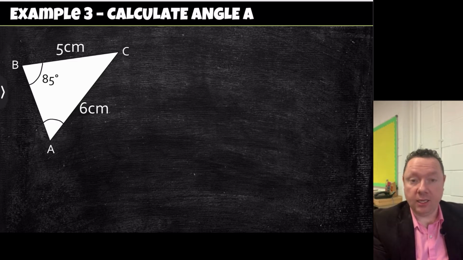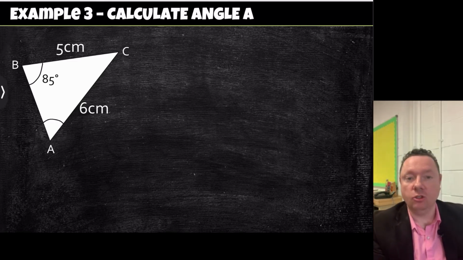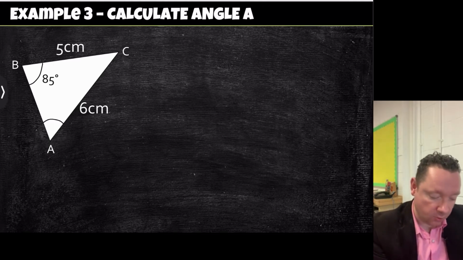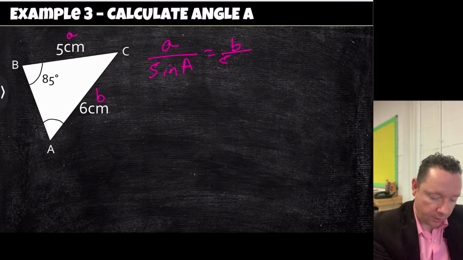Example 3, calculate the size of angle A. So this time we've got a triangle, we have to calculate an angle, so we're going to use trigonometry and the sine rule for this. So let's just set this up. We've got this pair, so there's A and a. Let's call that little a just for the sake of it. And then we've got this one and this one, so we have got B and little b. Write down our formula: a over sine A equals b over sine B equals c over sine C.